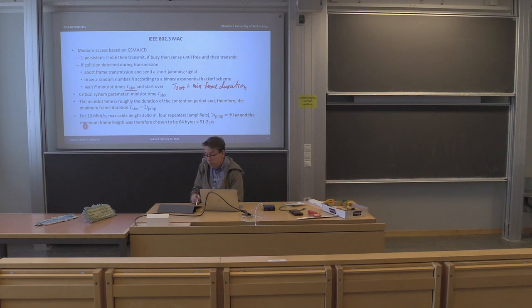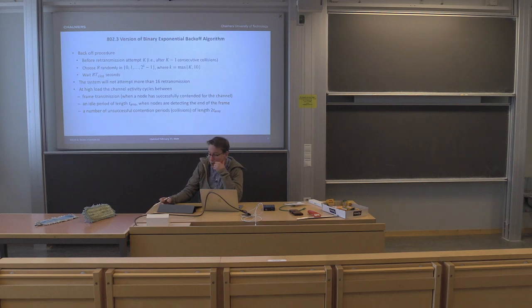So what was done then was to say that the minimum frame length was chosen to be 64 bytes, which is 64 times 8 bits. And a bit time is 1 over 10 times 10 to the power of 6. So this is equal to 51.2 microseconds. So we can specify the slot time either in microseconds or in the corresponding number of bytes that needs to be in the minimum frame. Okay, so this was done in the beginning.